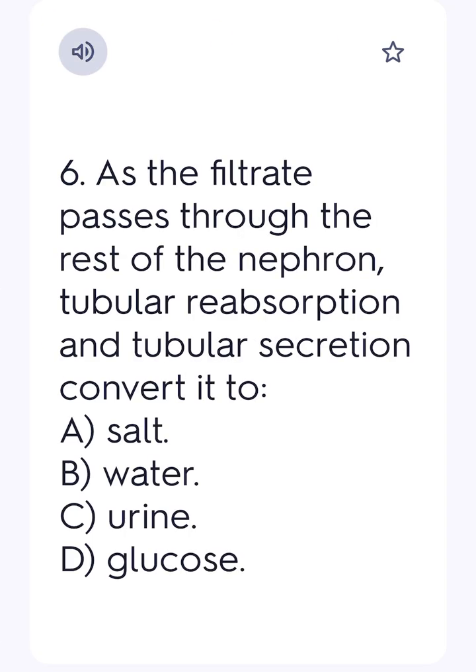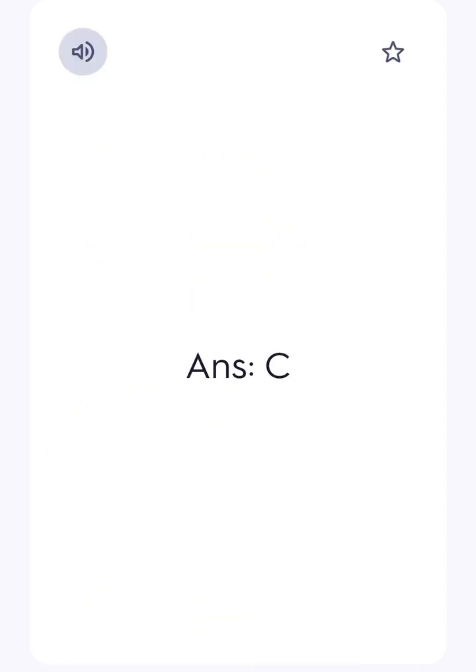6. As the filtrate passes through the rest of the nephron, tubular reabsorption and tubular secretion convert it to A salt, B water, C urine, D glucose. Ans. C.